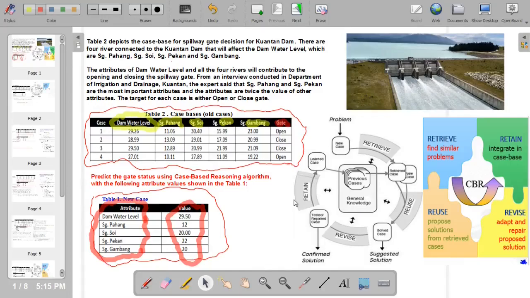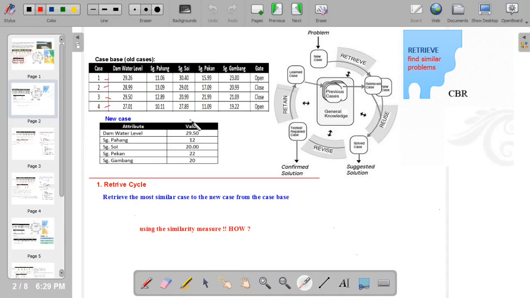So now let us implement retrieve. The first cycle of CBR is called retrieve, where we are going to execute the retrieve cycle in order to find the most similar case to the new case from the case base, meaning that this is the case base that we have for our case study, right? This is the case base that we have, right? It consists of four old cases.